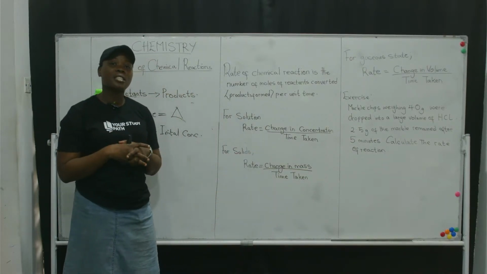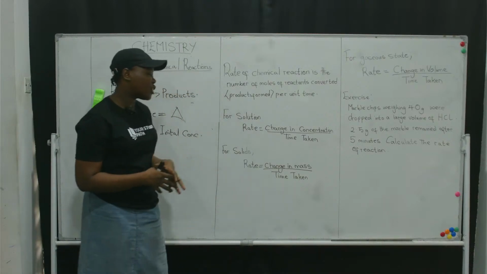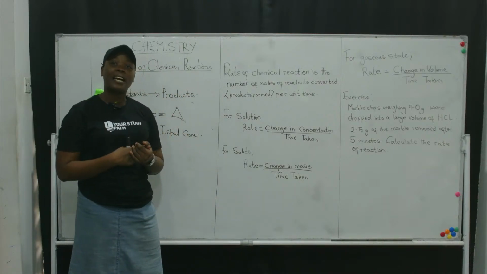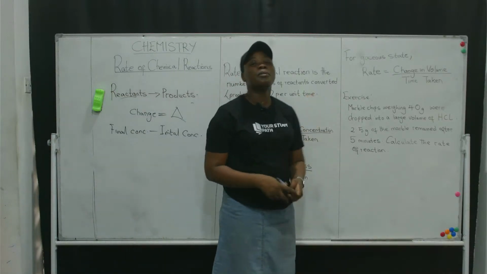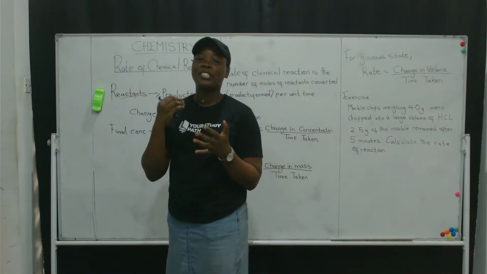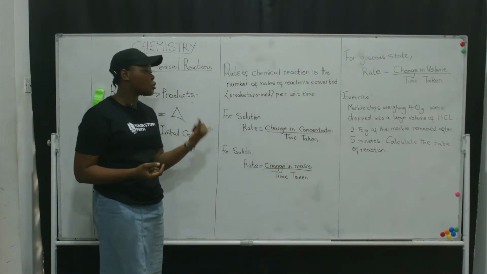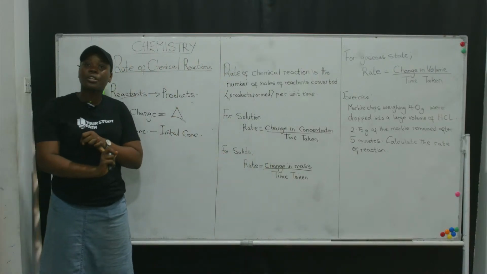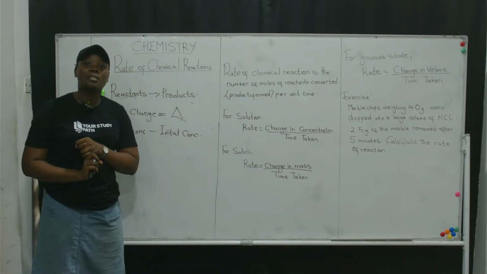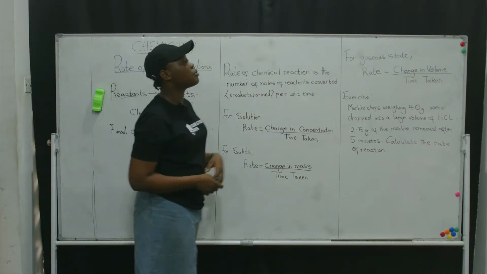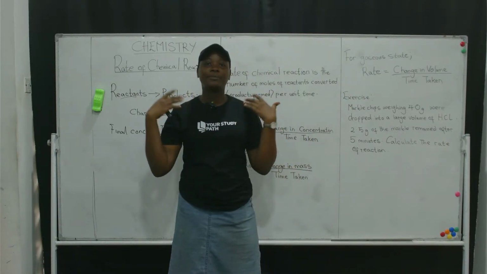And we know mass, the SI unit of mass is what? Kilogram. And so the change in mass divided by the time taken. And so for gaseous state, it will be the change in volume over the time taken. So we have three depending on the state. If it's in solution, it will be change in concentration over the time taken. If it's for solid, it will be change in mass divided by the time taken. And if it's in gaseous state, it will be change in volume over the time taken.